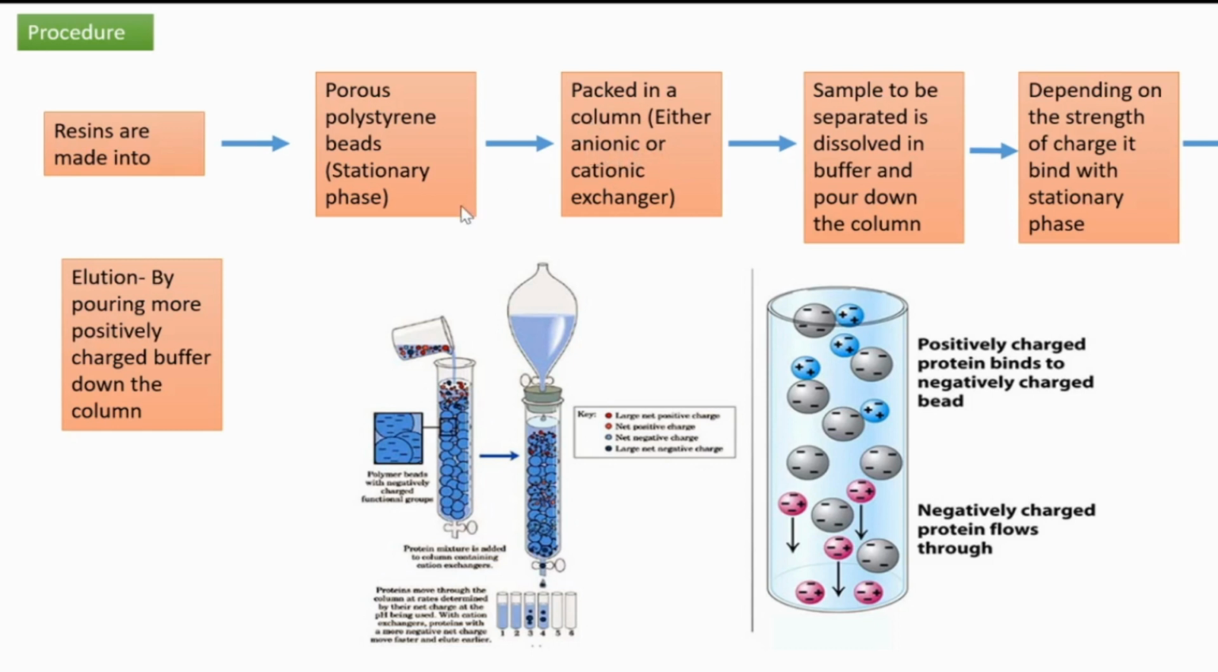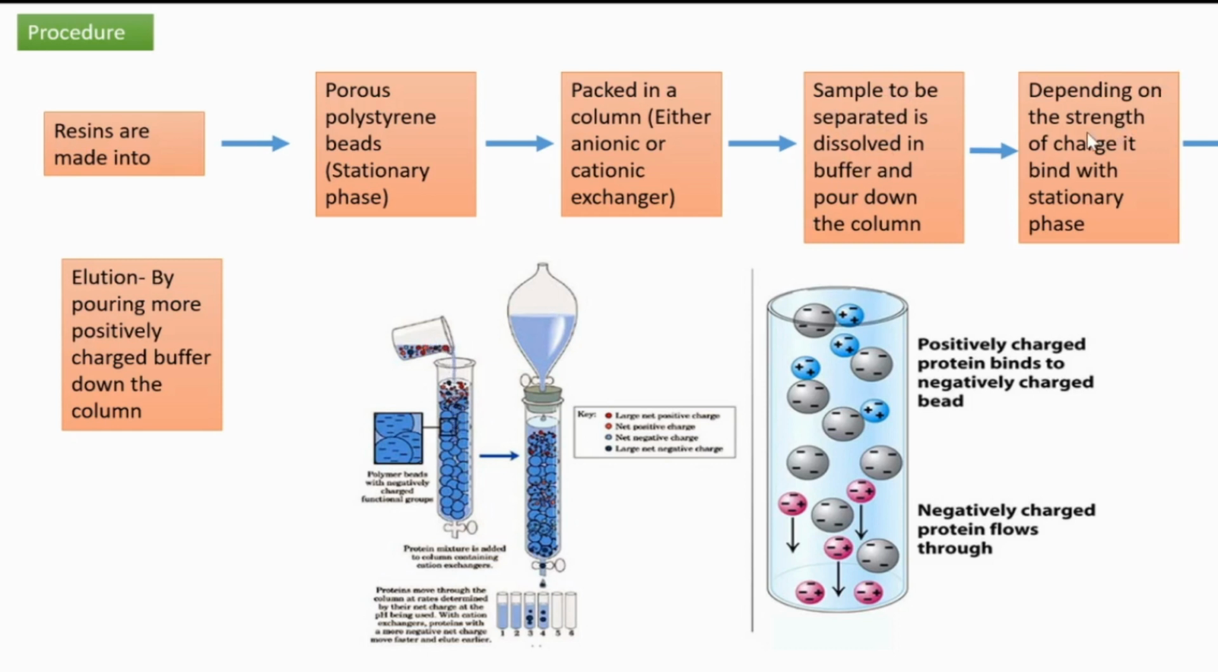Okay. So once more, using resins we are preparing polystyrene beads. Those polystyrene beads can be of positive or negative charge. If it is positive charge, it is called anionic, negative charge called cationic. That is filled in the column. Then the sample to be separated is dissolved in a buffer solution. We take a buffer solution, dissolve the sample to be separated in it, and pour it down through the column.